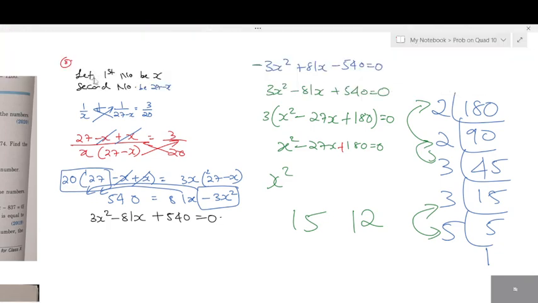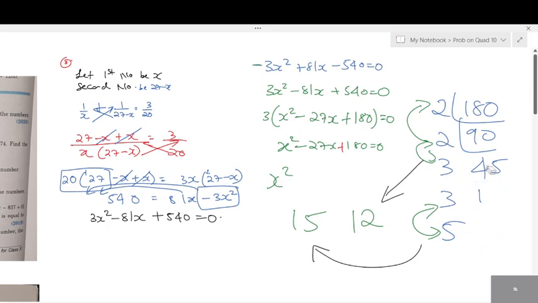So instead of doing 1 into 2, 2 into those things, try it like this. 2 into 2 into 3 will give you 12. 3 fives will give you 15. 15 and 12 are the values. Is this clear? Did all of you understand this method?